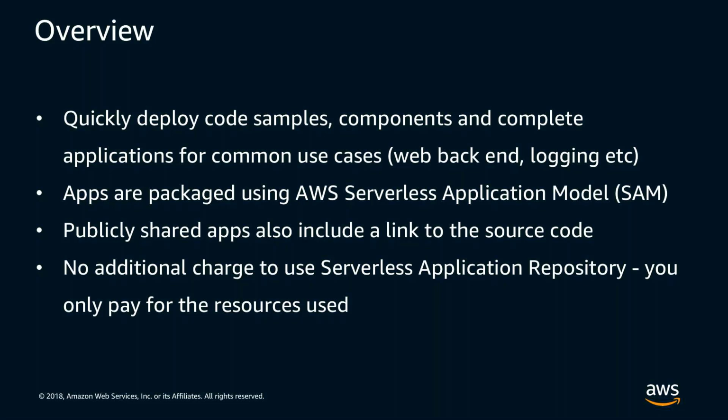So quick overview, it's a simple way of quickly deploying code samples, components and complete applications for common use cases, things like the back end to a website, logging, media, very simple things like that, all very complex. The apps are in there and they're packaged using the AWS Serverless Application Model, SAM, which we will talk about. These apps in the repository that you see there are publicly shared apps, and they also include the link to the source code as well. And in terms of charges, there's no additional charge to use the Serverless Application Repository. You only pay when you deploy the applications into your account and use the resources within.